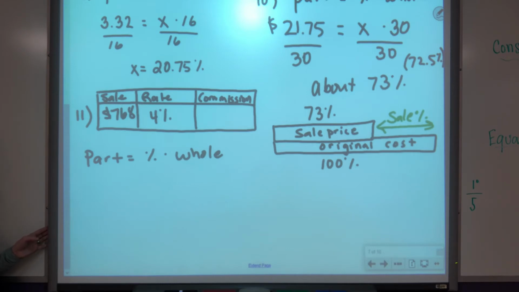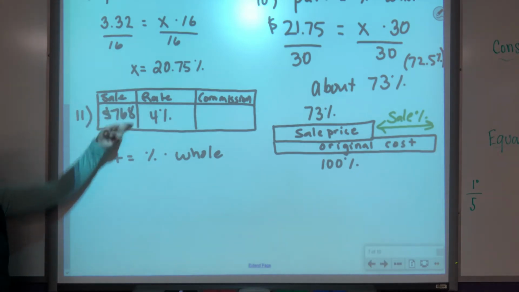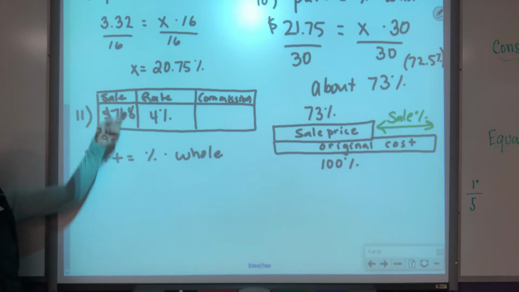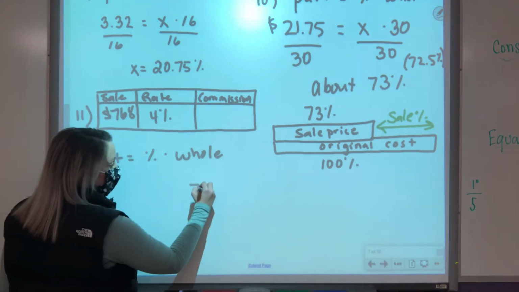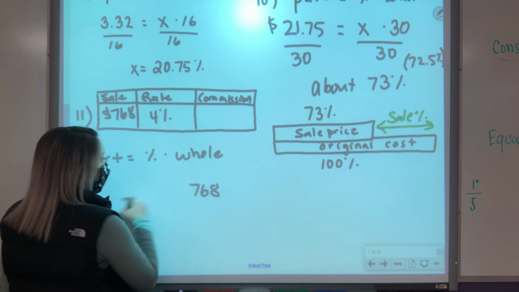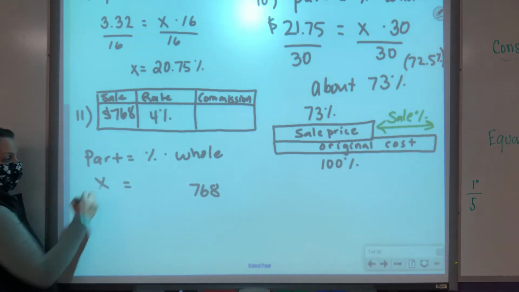I feel like that would be the whole. Because that's how much they're selling the item for. So that's the entire amount that they're selling it for. So that's going to be our whole. So what we're looking for is our part.